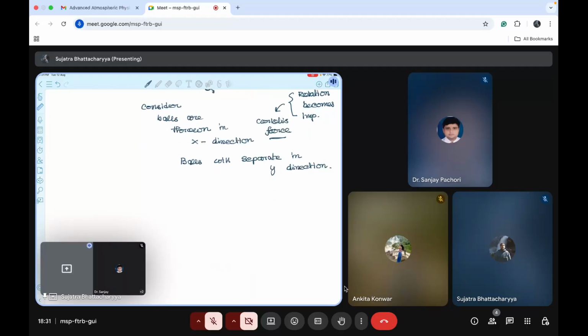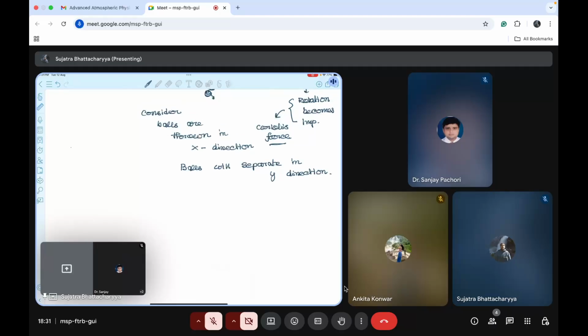Because the Coriolis force will always act perpendicular to the direction of motion. That is what is given by this. When we derived the Coriolis force, you should have remembered this F equals q v cross B. This cross product shows that they are at 90 degrees angle. Okay, so that is important.